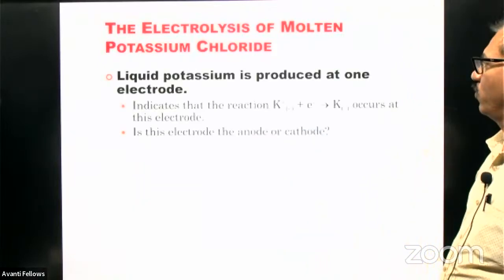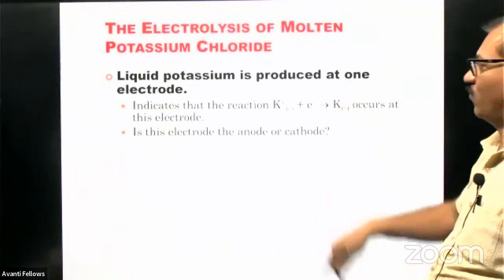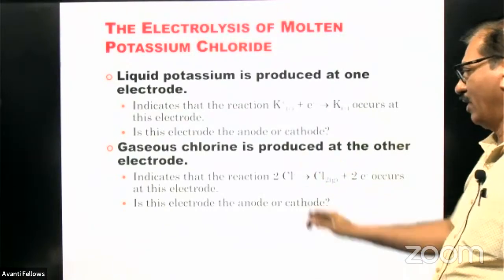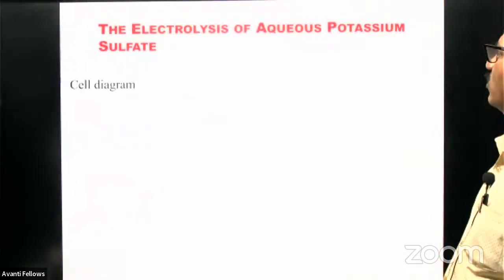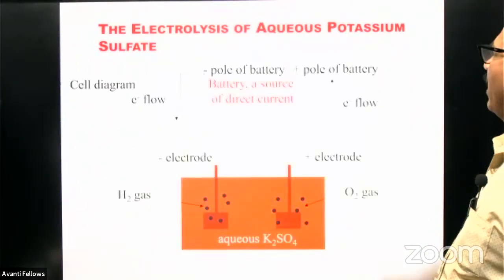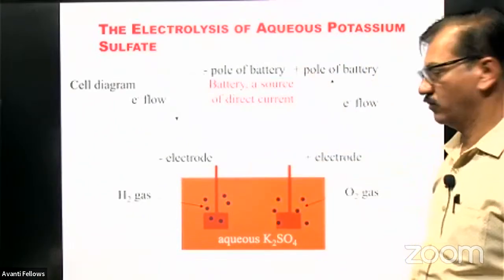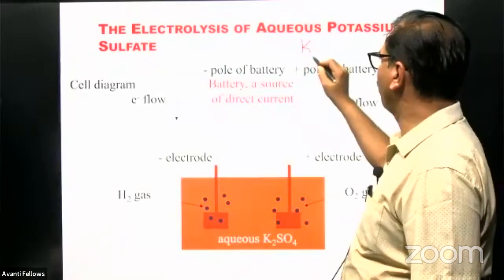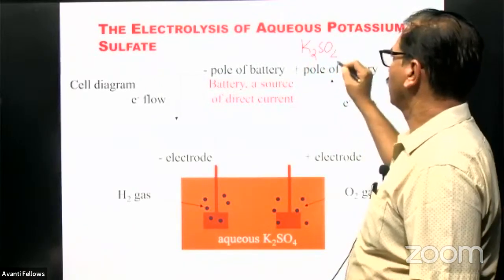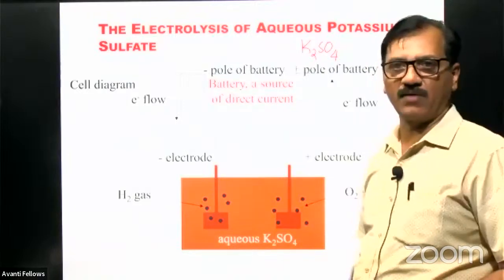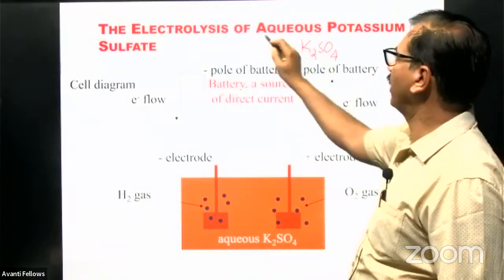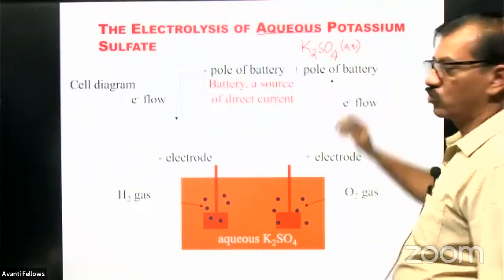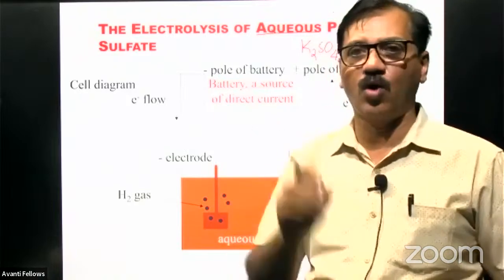Liquid potassium is produced at one electrode and chlorine gas at the other. So these are the things that I have told you. Now, electrolysis of aqueous potassium sulfate. Now we have changed. This is not potassium chloride, it is potassium sulfate. And another important word is aqueous. Aqueous potassium sulfate means it is dissolved in water.